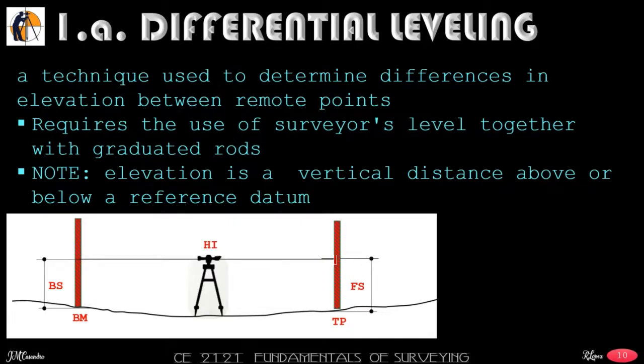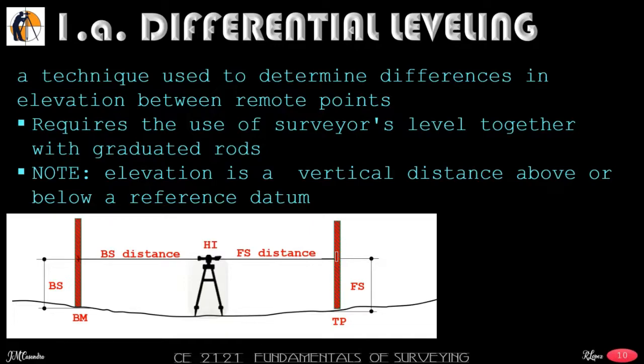The reading at the benchmark will be your back sights, and the reading on your turning points will be your foresights. Any reading in front of our direction of leveling is your foresight, and the reading at the back of our direction of leveling is your back sight. The distance between the point at which you took your back sight and your instrument is your back sight distance, and the distance between your instrument and the point where you took your foresight is your foresight distance.